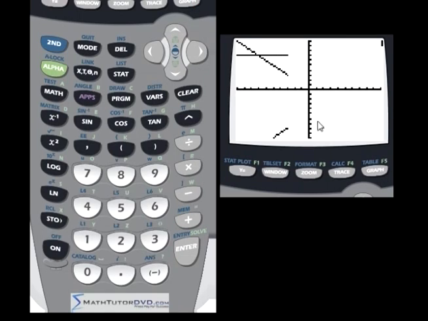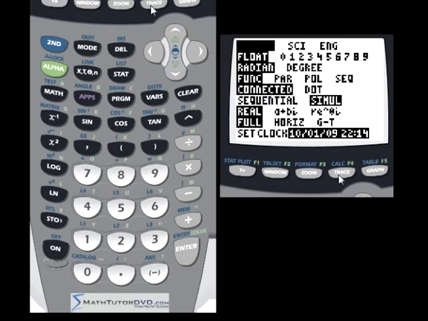Now all of the graphs are going to be drawn basically at the same time. You see how they're all being drawn at the same time? That's because of this mode that we're in, simultaneous. To me, this is just sort of a personal preference. I always leave it on sequential, really.